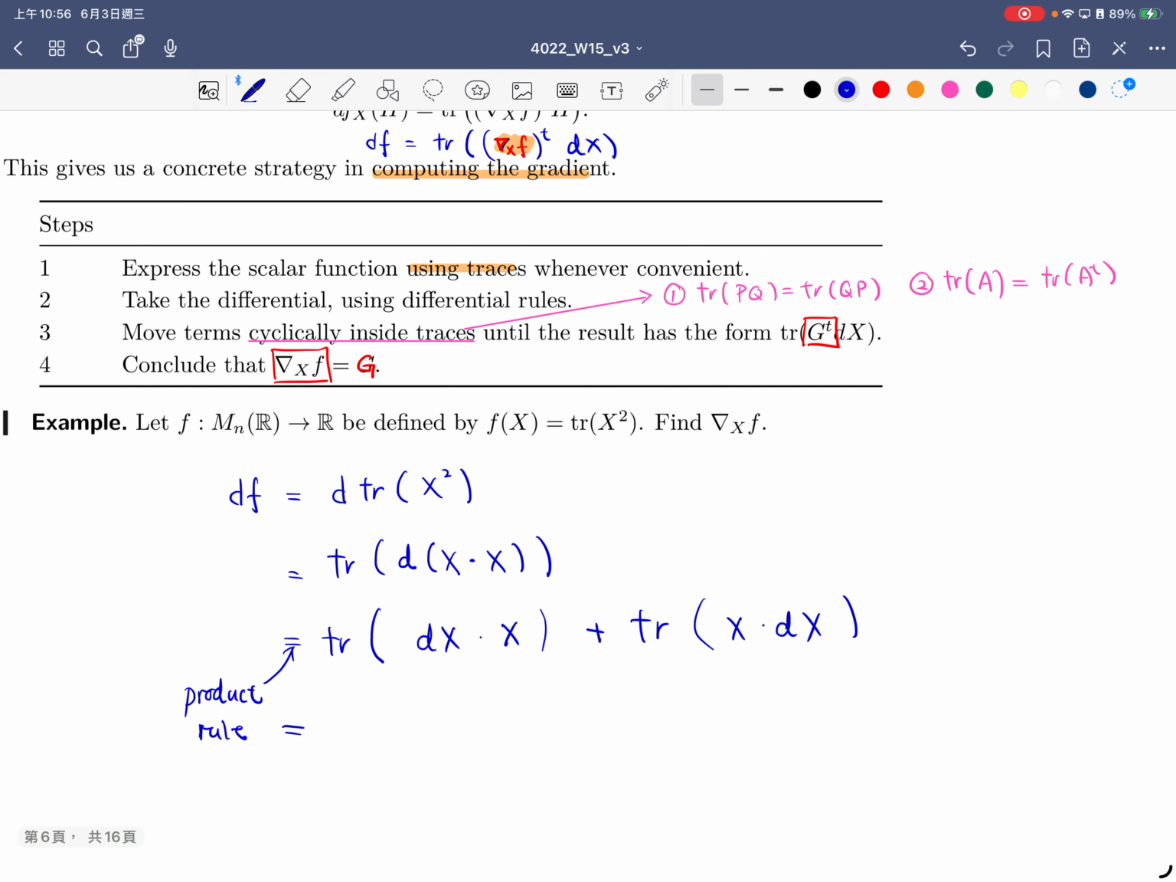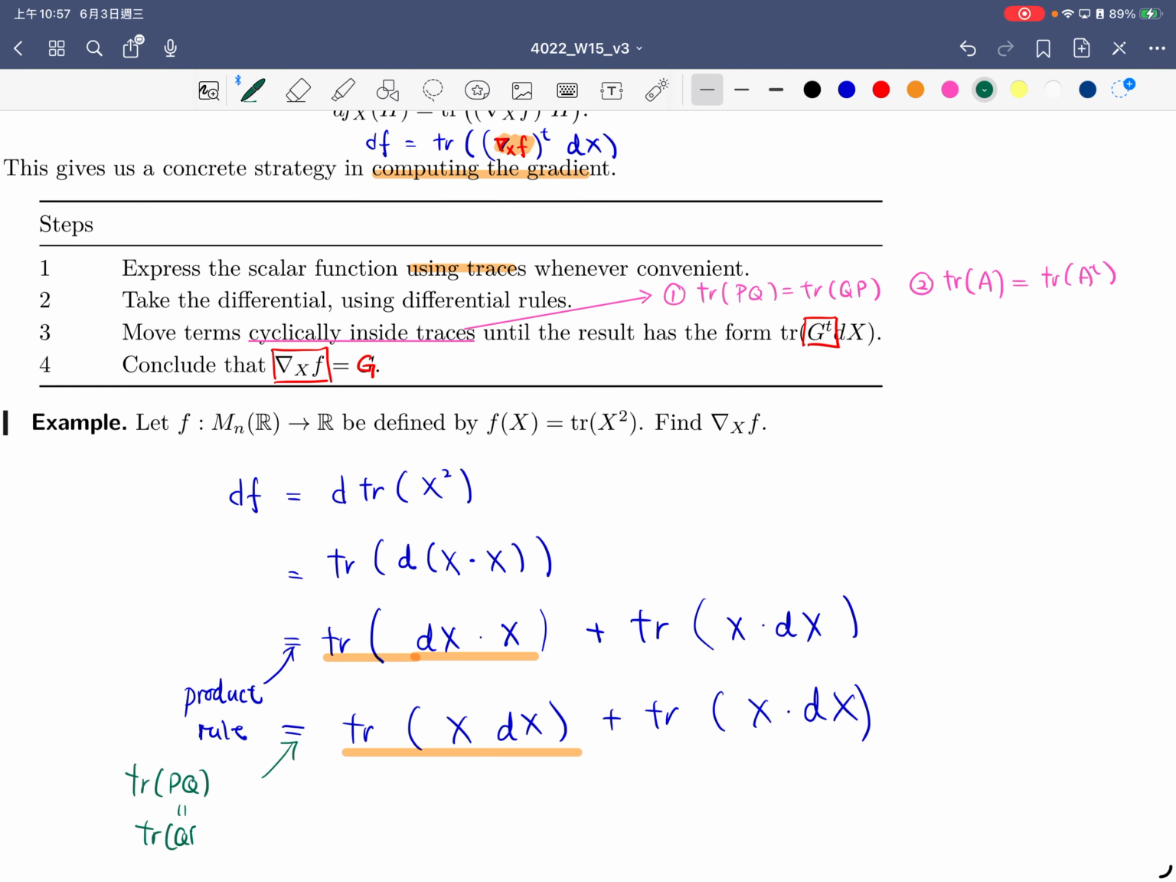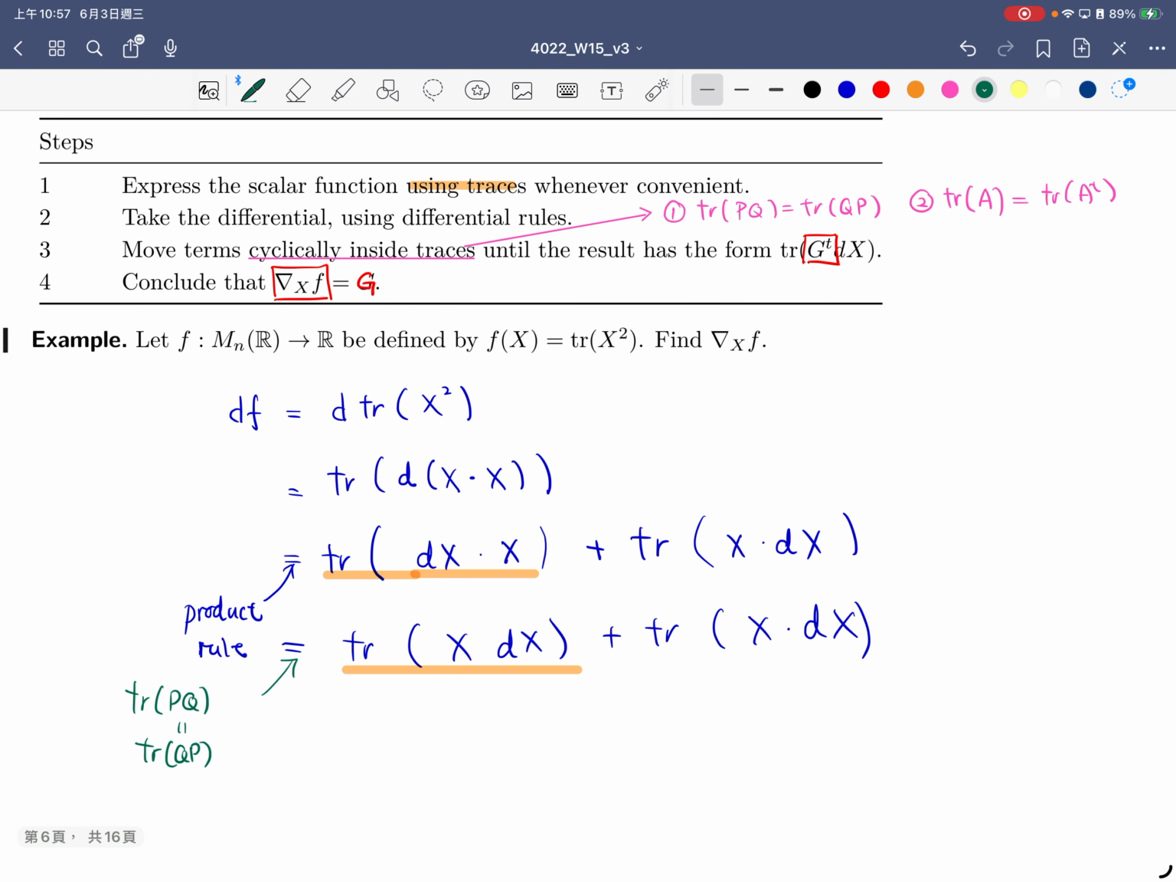And then next, we use a standard property of a trace on the first term. The first term, you can imagine, is P times Q. And the trace of P times Q is the same as the trace the other way around. So we're using here that the trace of PQ is the same as the trace of QP. Then obviously the two traces now sum up, it becomes the trace of 2x dx.